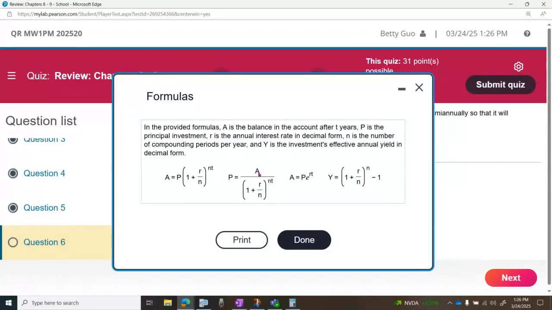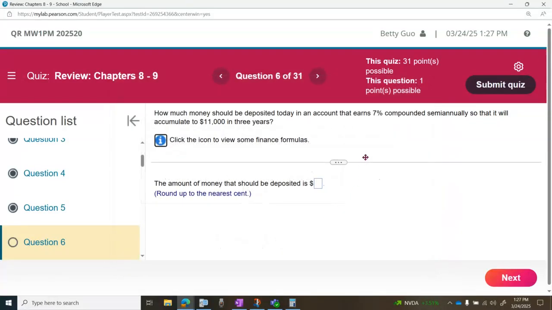So capital A, the accumulated balance in the future, is given. You're looking for how much to put in today. So you use the second formula, all right? If you use the formula, that's the formula. And t is 3 years. n is 2 because it's semi-annually, right? r is whatever the 7%. Yeah, and you just plug in. And A is 11,000. And of course, we can use the TI-84 calculator.